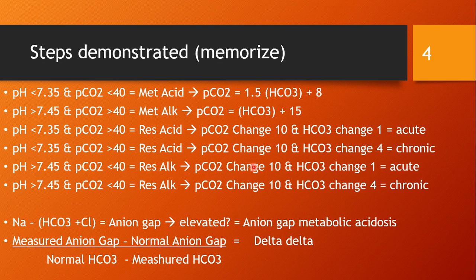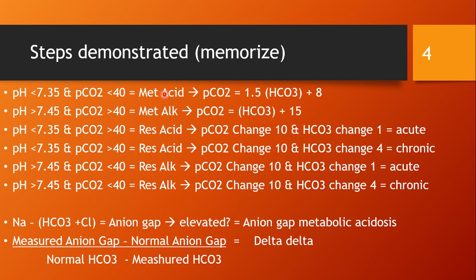It's the same in both these instances, but here's the difference, same as the other one. For a PCO2 change of 10, look at their PCO2. Let's say it's 30, then there should be a change of HCO3 by 1. This one I think is 1 or 2 to be acute, and about 4 to be chronic. So same situation as before. You just calculate it out.